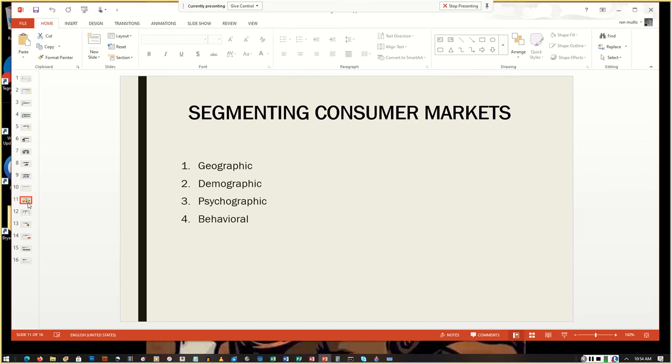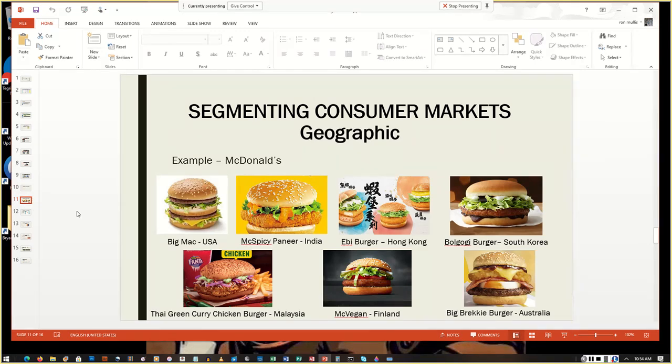So the first one we're going to discuss is geographic, and that's breaking a market down based on locational factors such as what region, what country, what zip codes you're in. An example of that would be McDonald's, where you have McDonald's all around the world. In the United States, one of the bigger selling sandwiches would be the Big Mac.